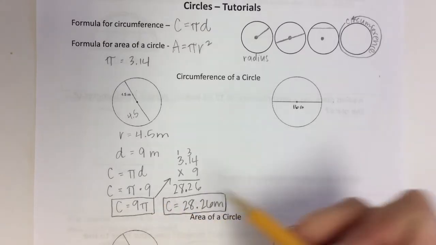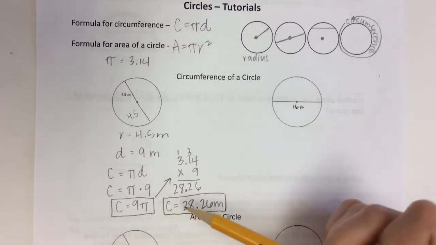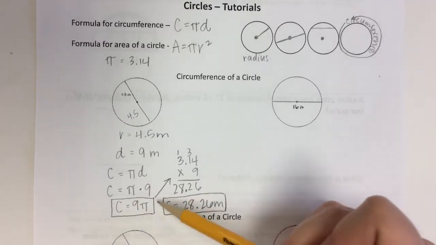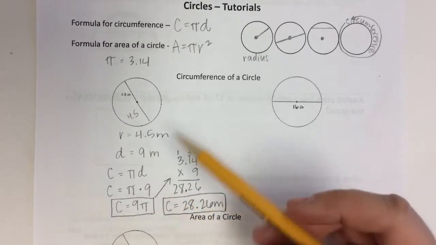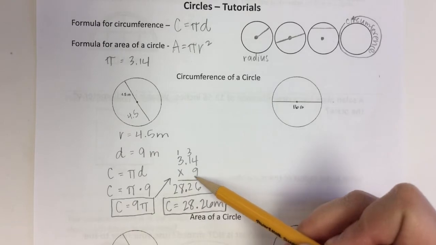Either one of these answers would be acceptable. You just have to pay attention to what they're asking you to do. If they are allowing you to leave it in terms of pi, you could stop at this step. If not, go ahead and multiply that diameter by pi.